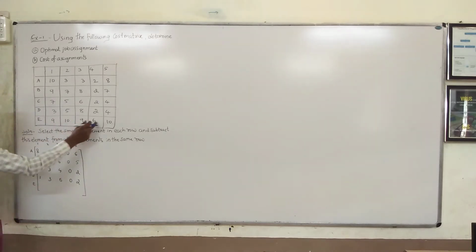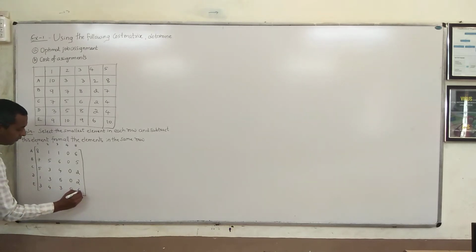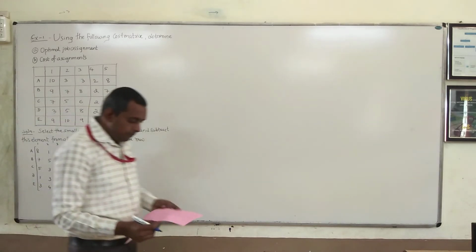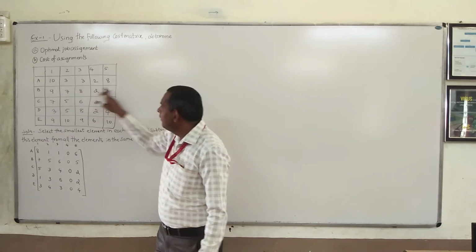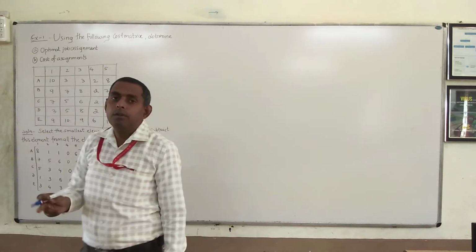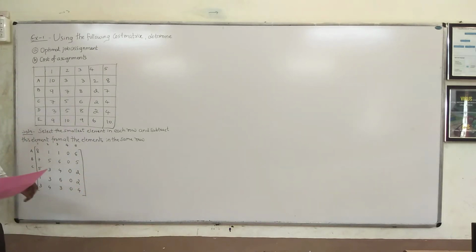And which is the minimum value in this last row, the fifth row? 6. 9 minus 6 is 3. 10 minus 6 is 4. 9 minus 6 is 3. 6 minus 6 is 0. Again it is 4. Fine. So what happens here? This is what we have done: finding the minimum element in each row and subtracting that element from the elements of that same row. So we have to do the same thing with the columns here.